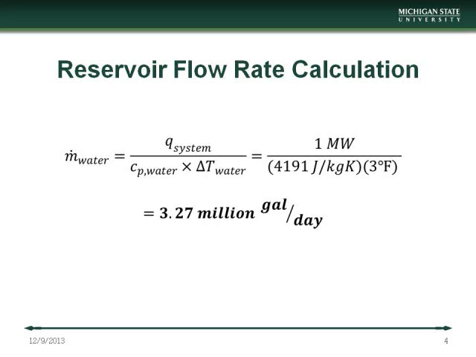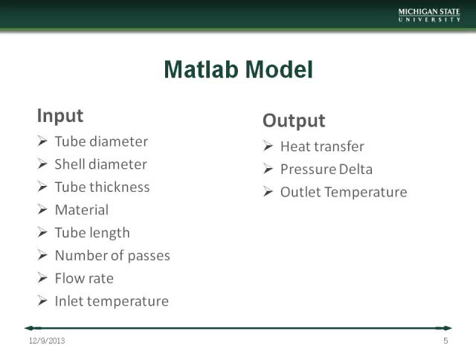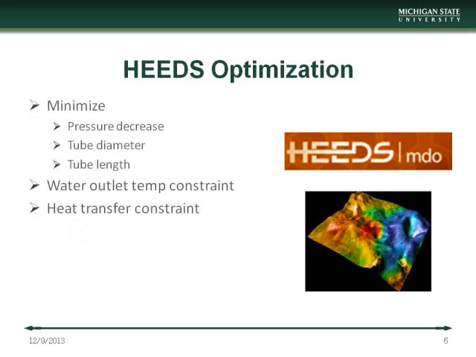to a 3-degree increase. The MATLAB model proposed requires inputs of tube and shell geometry, inlet fluid temperatures, and constant flow rates to achieve the optimal heat transfer rate, pressure difference, and fluid outlet temperatures. The code was optimized in HEEDS through the MATLAB portal. This program tested 500 iterations to minimize the pressure drops, tube diameter, and tube length.